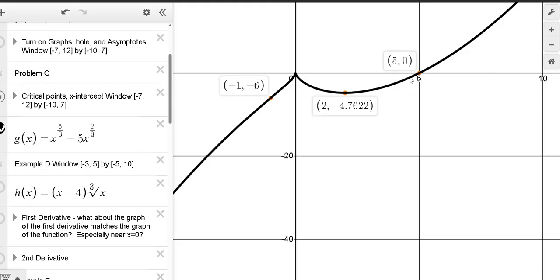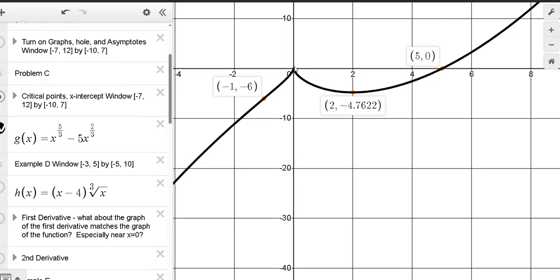Wait a minute. Something's not looking right. Oh, okay. Yeah, there we go. 0 and 2. So why are we getting a critical point at x equals 0? Yeah, you got a corner point there, right? You get that sharp edge. That's why you're getting that critical point.